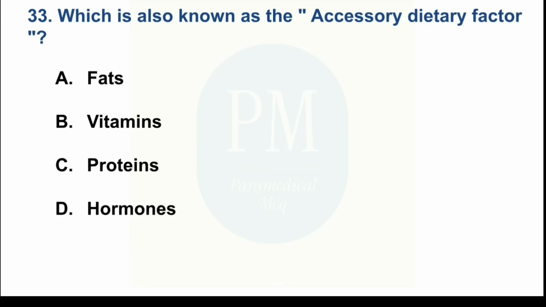Which is also known as the accessory dietary factor? Option A fats, option B vitamins, option C proteins, option D hormones. The correct option is option B vitamins.